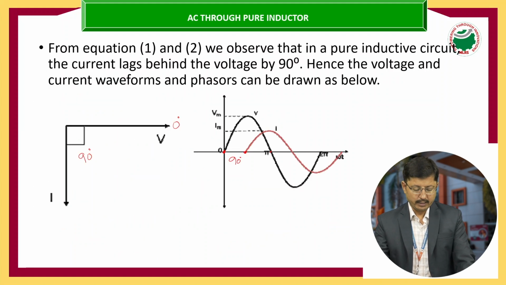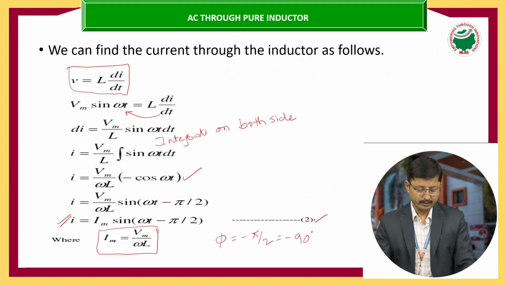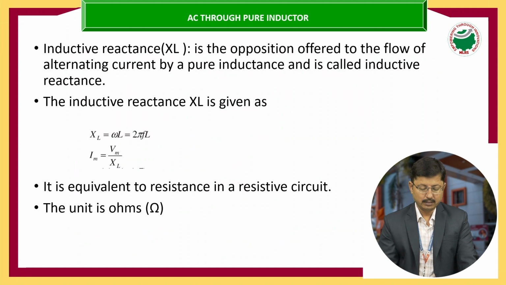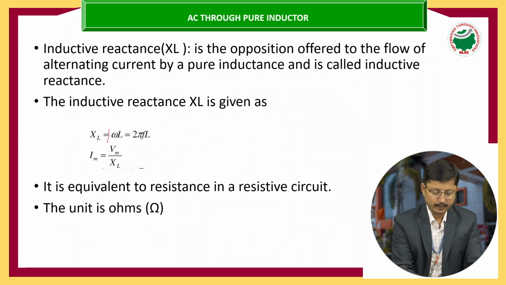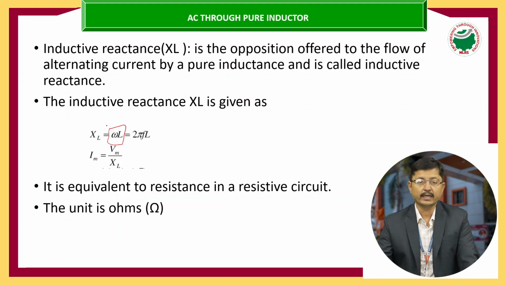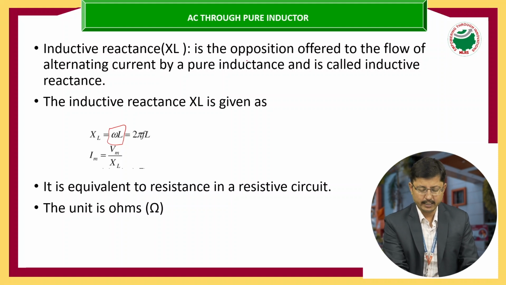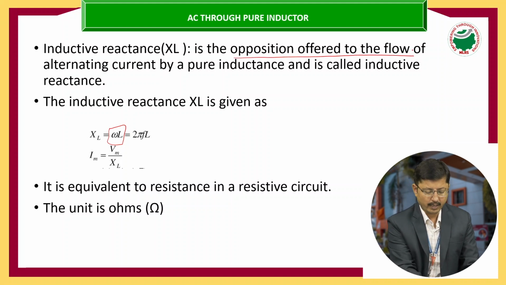Now coming to the inductive reactance. As you know, this is omega L. Before going further, what is the inductive reactance? Inductive reactance is the opposition offered to the flow of alternating current. It is equivalent to the resistance of the circuit, because it opposes the flow of electric current. It is one type of resistance, as in DC circuits. So in AC circuits, the inductive reactance is the opposition offered to the flow of alternating current.